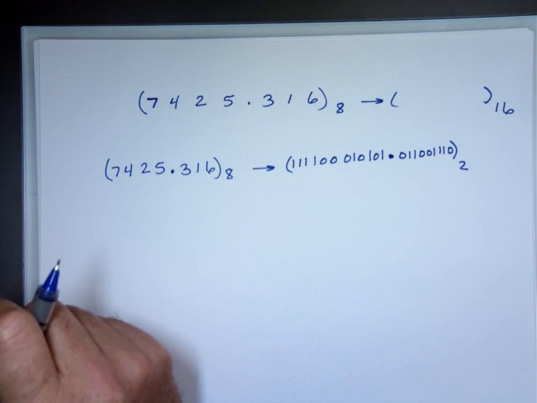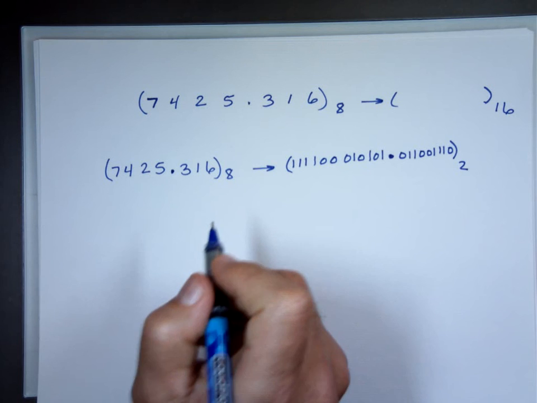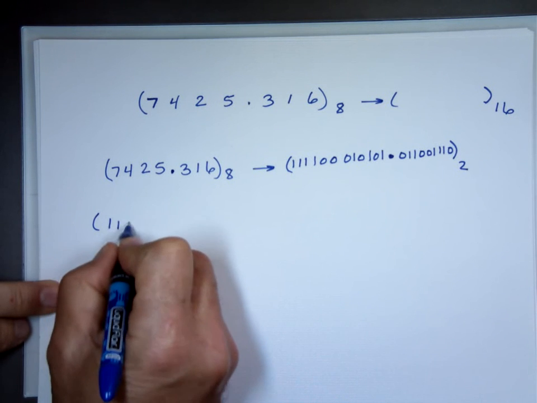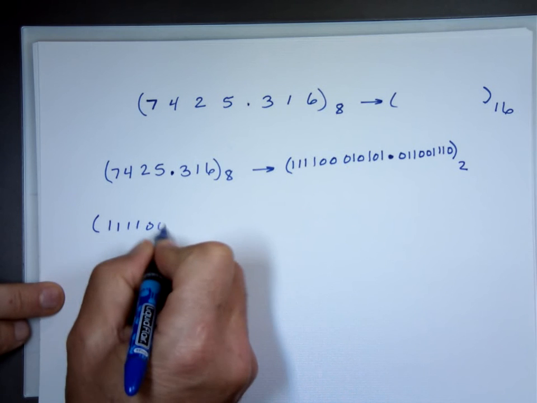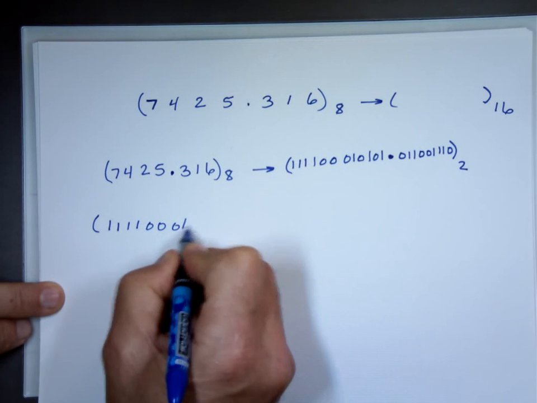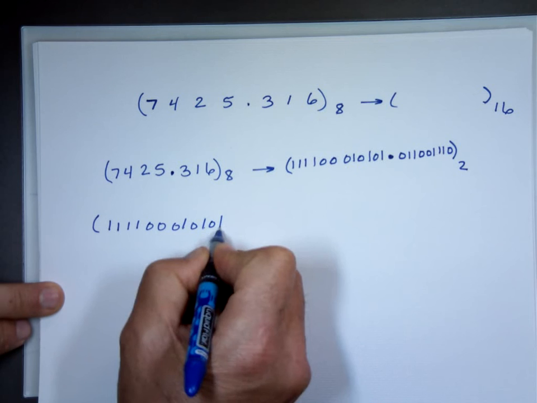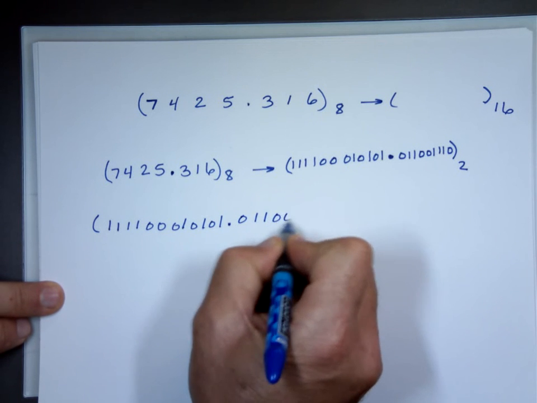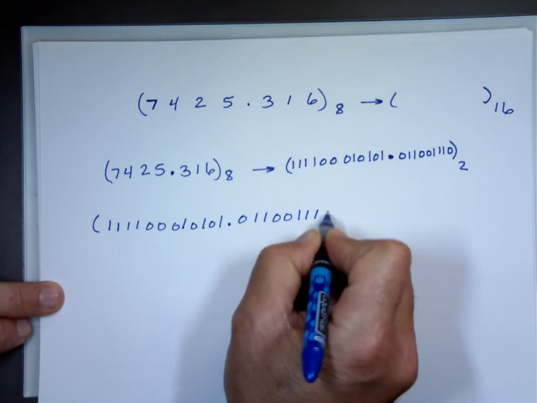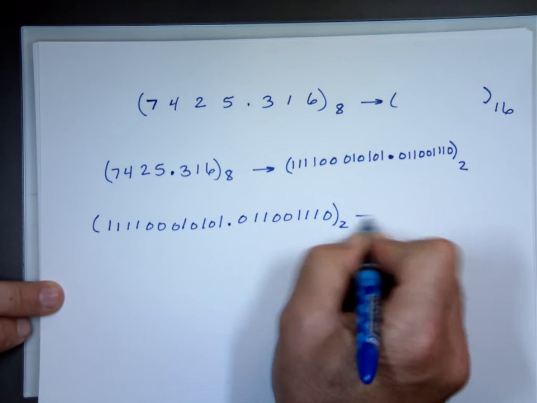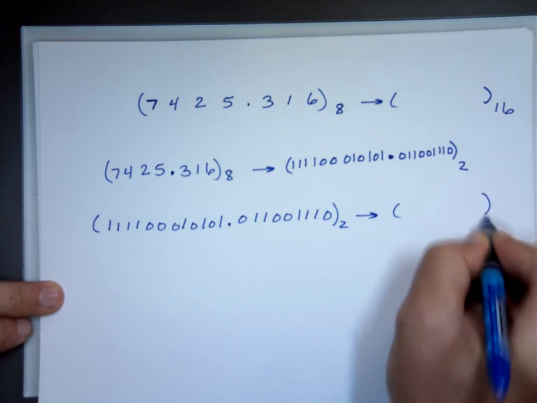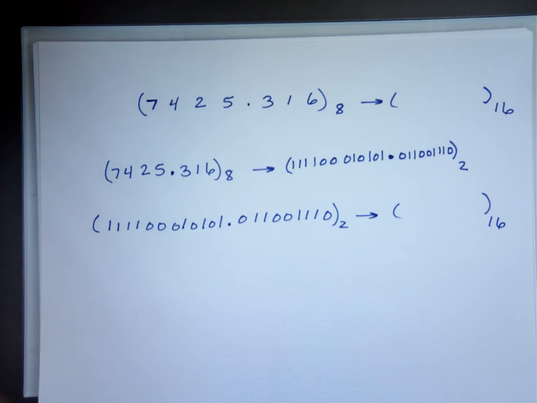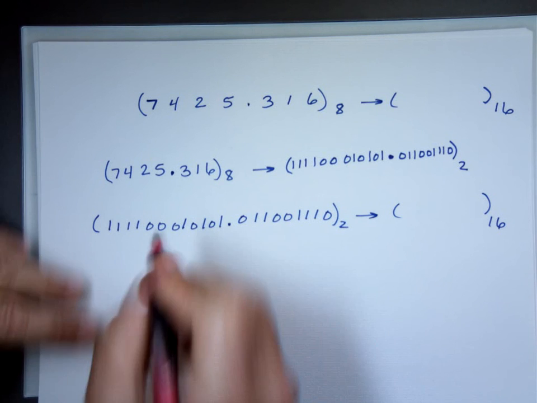Now let me go from 2 to 16. I'll just write them a little bit with a space. 1, 1, 1, 1, 0, 0, 0, 1, 0, 1, 0, 1, point. 0, 1, 1, 0, 0, 1, 1, 1, 0. And I want to go to base 16. Base 16, that means groups of 4s. Here's the first group of 4, right here.